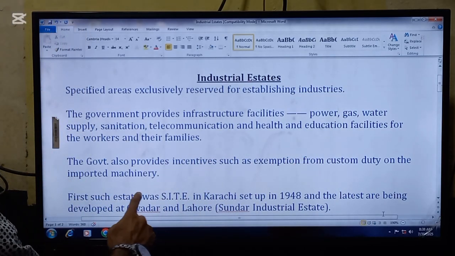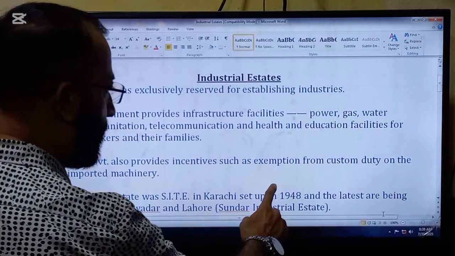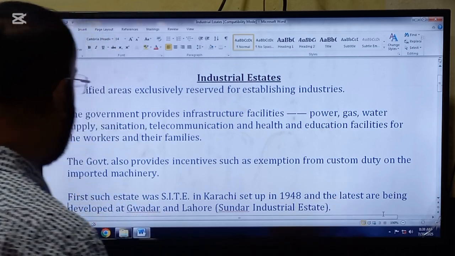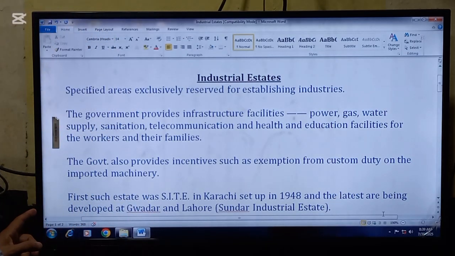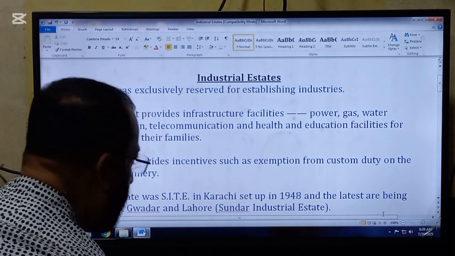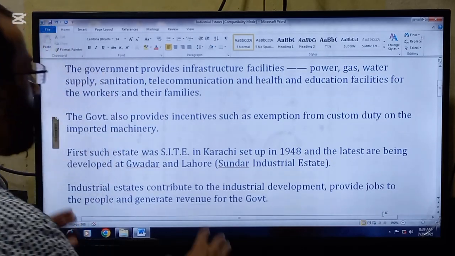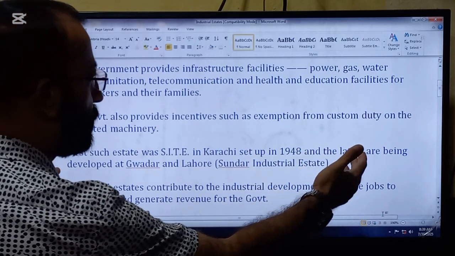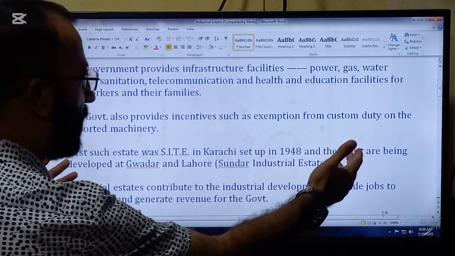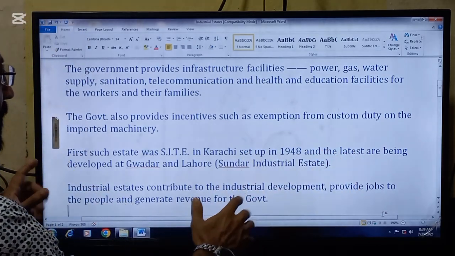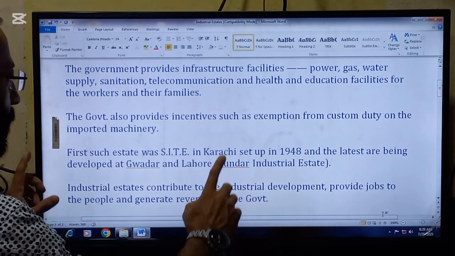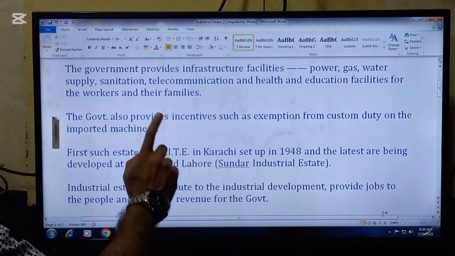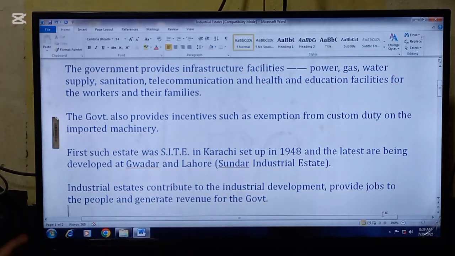The government also provides incentives such as exemption from customs duty on the imported machinery, because government normally wants to promote the industry in that area. So government gives some kind of incentives, in which exemption from the customs duty is normally included, for those industries which are located in that area.